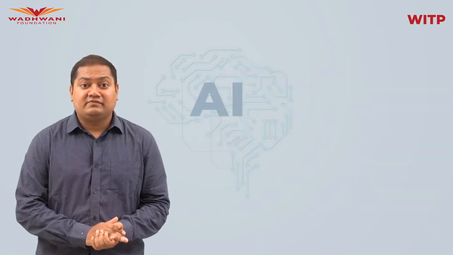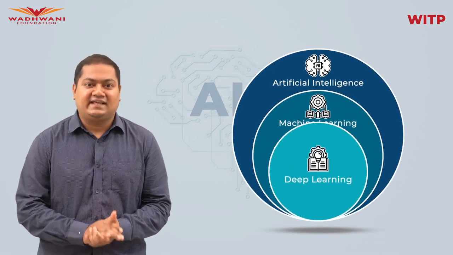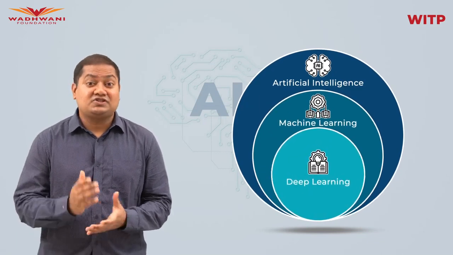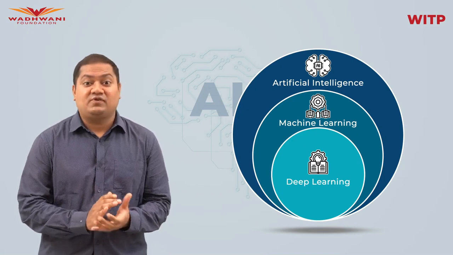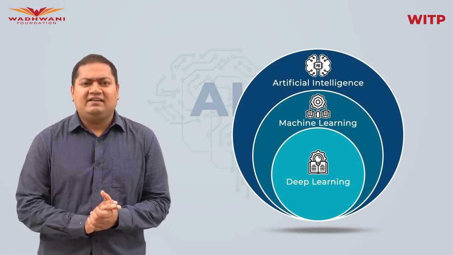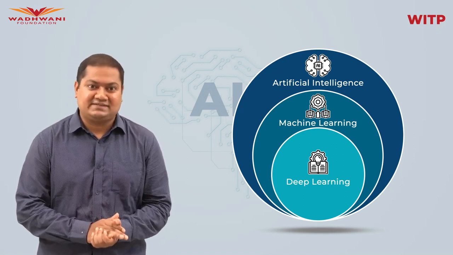So in this video, we learned about artificial intelligence, machine learning, and deep learning. We learned about the relationship between the three. We also talked about some examples of each of them. Finally, we also talked about what machine learning cannot do at the moment.